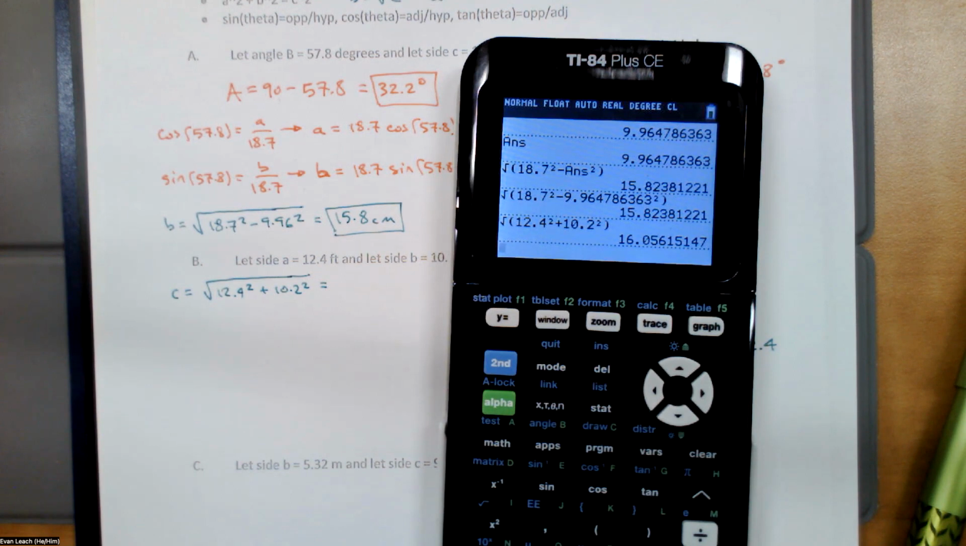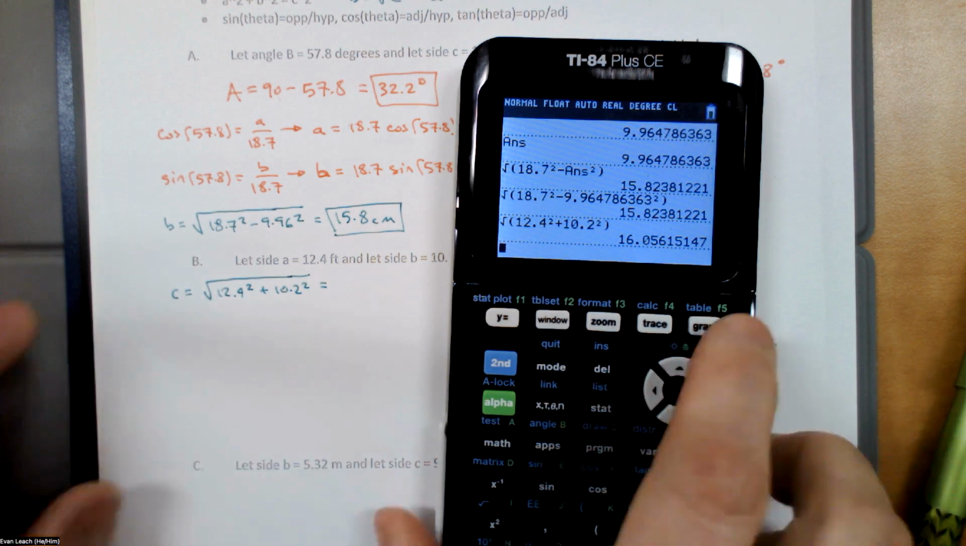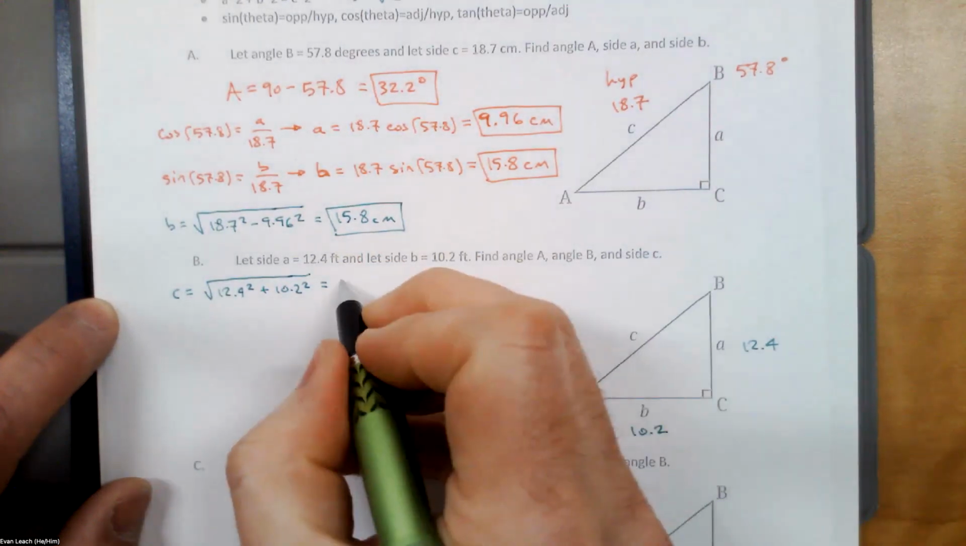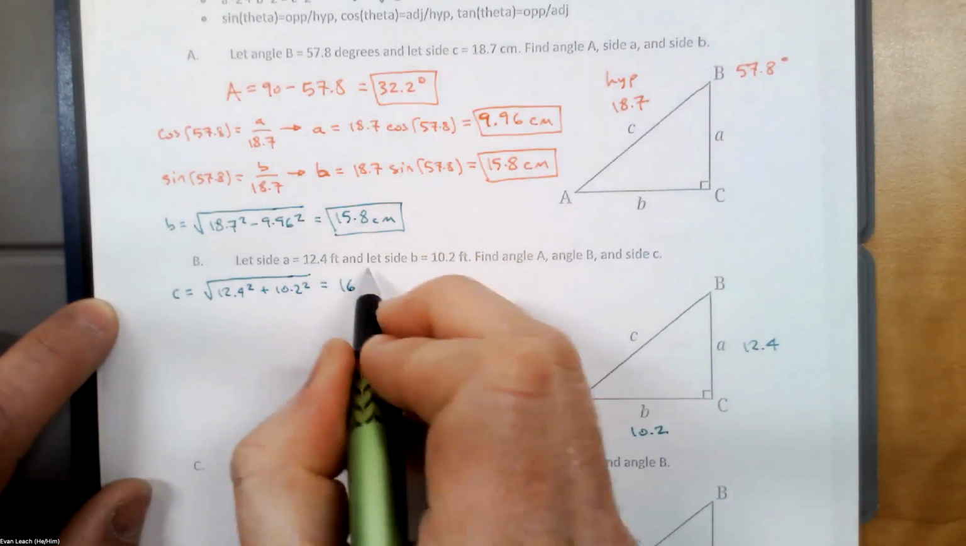16.05. The 16.05 says we should round this to 16.1. We're going to write 3 places, so 16.1. And this is in feet.